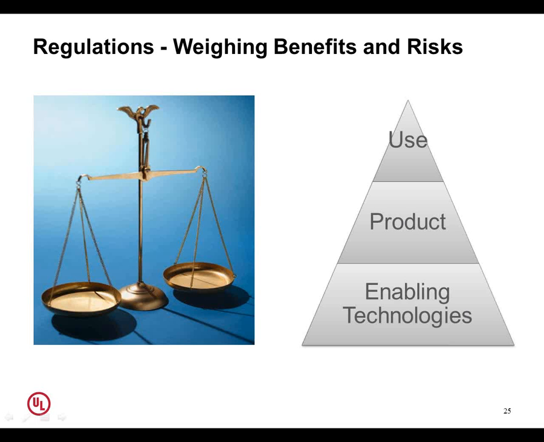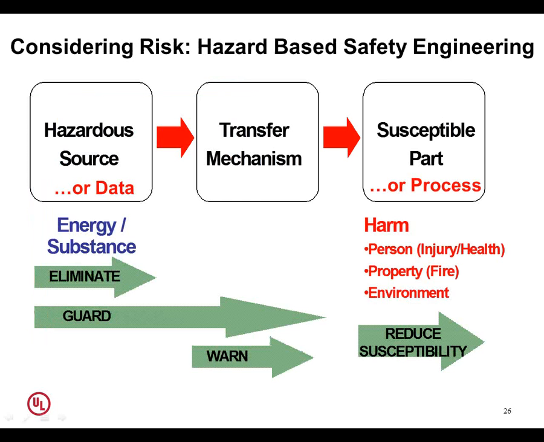It is looking at how a hazardous source, for example, a source of hazardous energy like electricity or radiation, might transfer to a susceptible part. The hazardous energy, if it gets to the susceptible part, will ultimately cause harm. And examining the transfer mechanism of how that hazardous energy might reach the susceptible part and making risk control decisions on how to either eliminate it, guard against it, reduce the susceptibility of the part, or warn against it is the basic methodology.